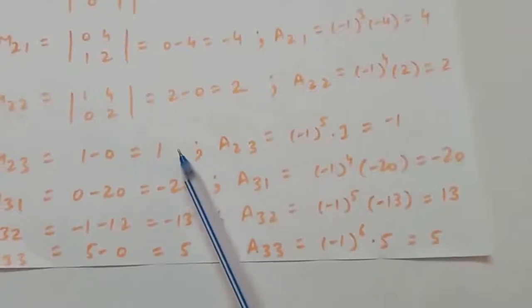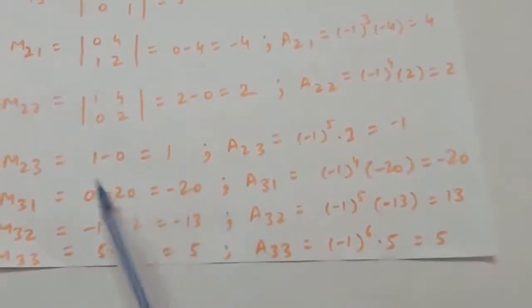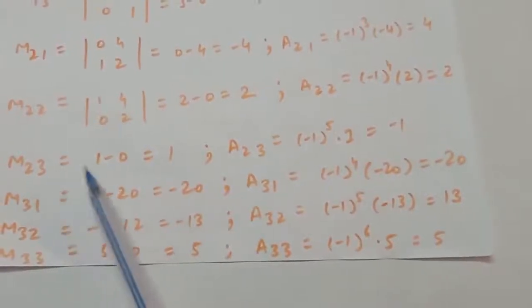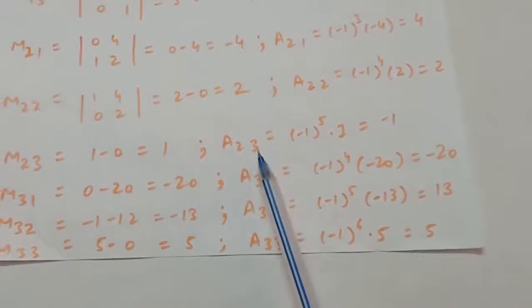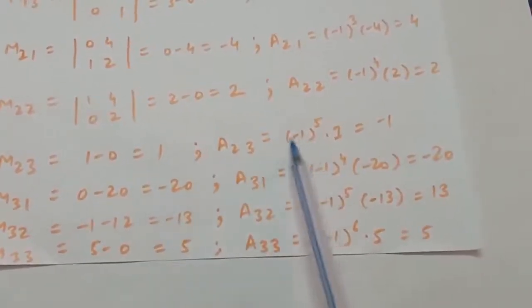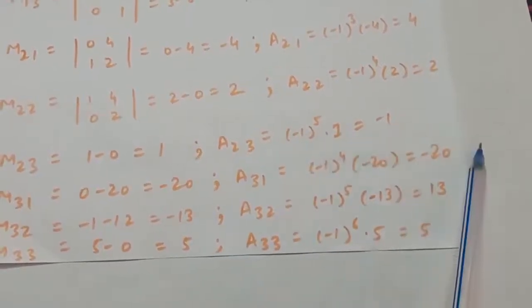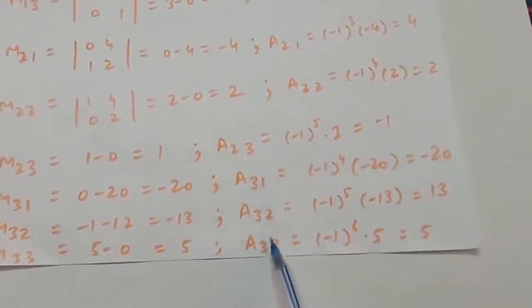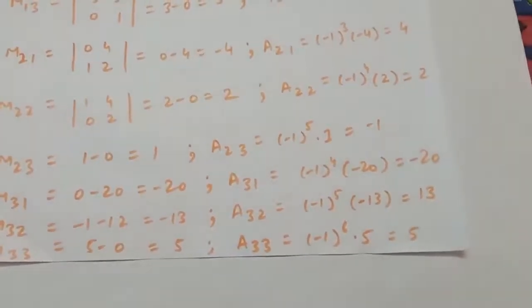Similarly, you can calculate it for the next elements, right? That is for M23, it will be 1 minus 0, 1, and cofactor will be multiply the minor with minus 1 raised to the power 2 plus 3, that is 5. So the answer will be minus 1. Similarly, you can calculate it for the other elements, right?